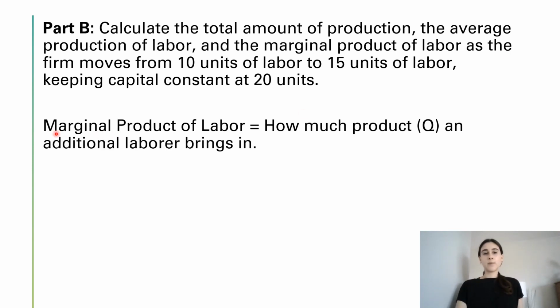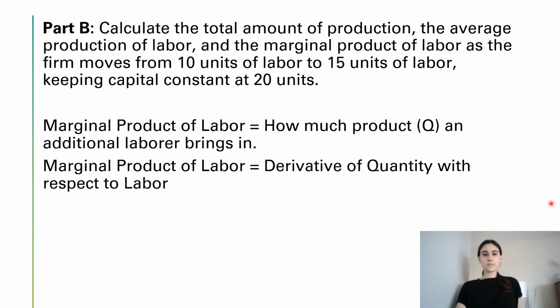First, let's define marginal product of labor. By definition, it is the additional quantity one laborer or worker brings in. Mathematically, the marginal product of labor is equal to the derivative of quantity with respect to labor.